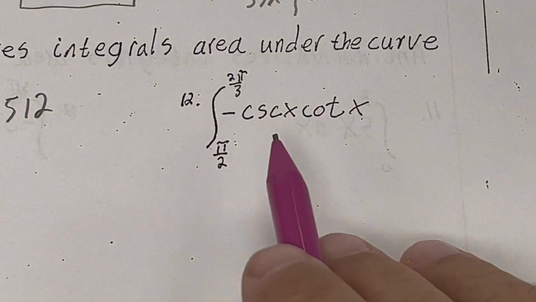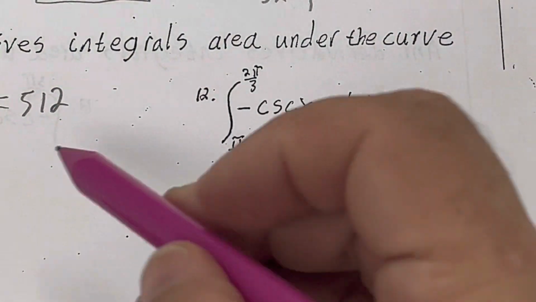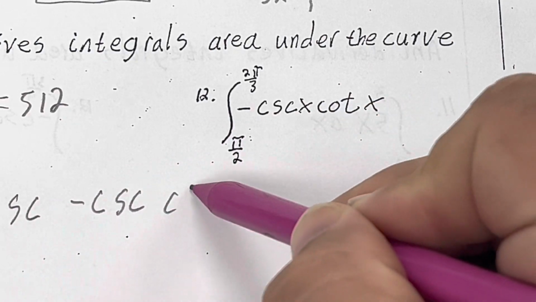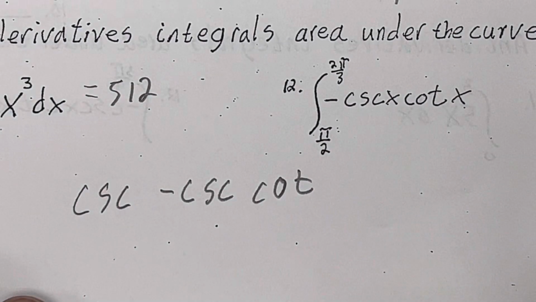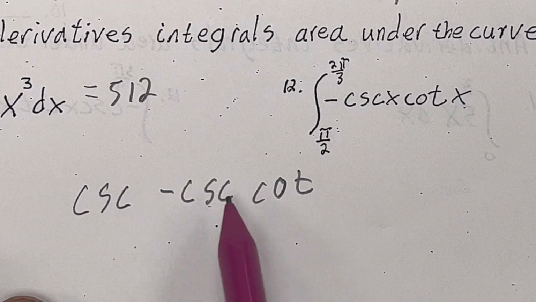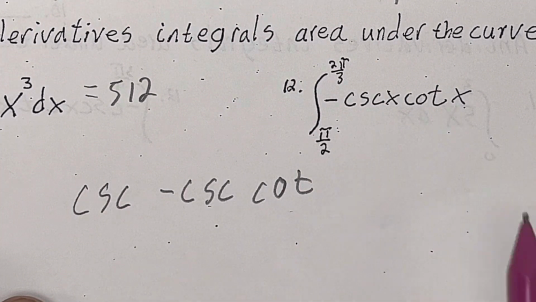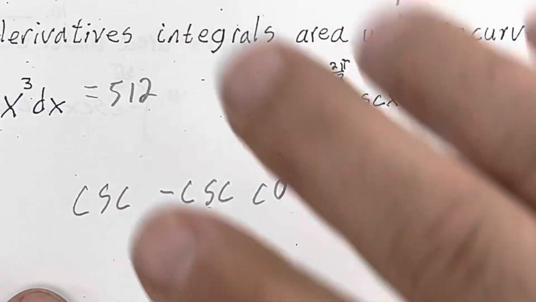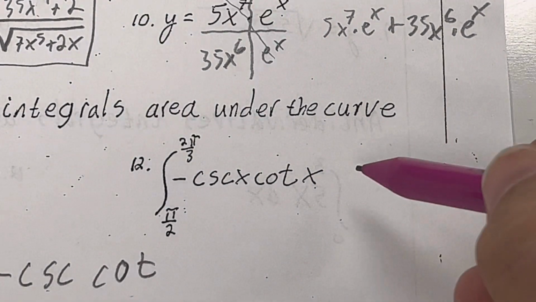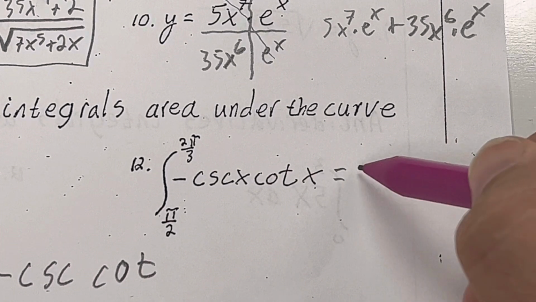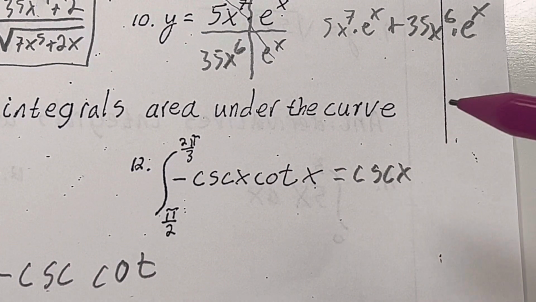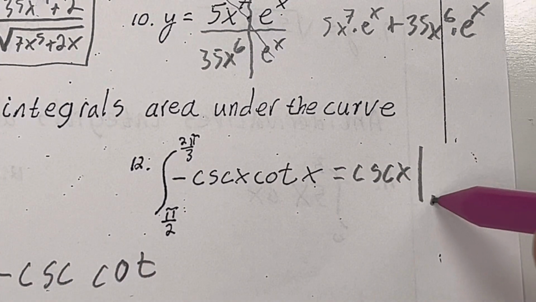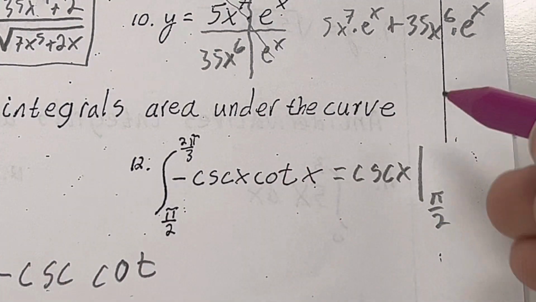So because I have negative cosecant, cotan, I'm going to write this down. Cosecant, negative cosecant, cotan. Now to find the antiderivative of negative cosecant, cotan, notice how they're right there? You just hide these two. And it points to cosecant. So the antiderivative of that is cosecant. Evaluate it from pi over 2 to 2 pi over 3.